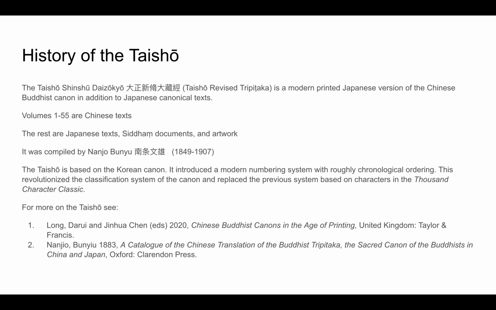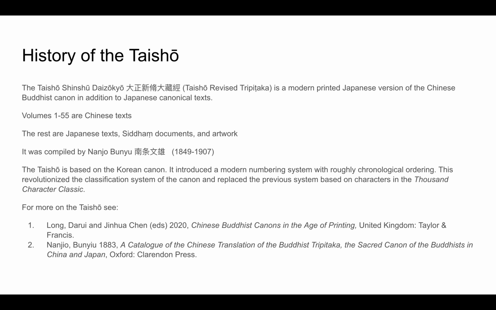The Taisho Revised Tripitaka, or Dazhang Xingxiu Dazhang Jing, is a modern printed Japanese version of the Chinese Buddhist canon. In addition, it contains many Japanese Buddhist texts. The first 55 volumes, roughly 55 because volume 55 is mixed, are Chinese texts. The remainder are Japanese texts. Also, there are some Siddham documents and some artwork.